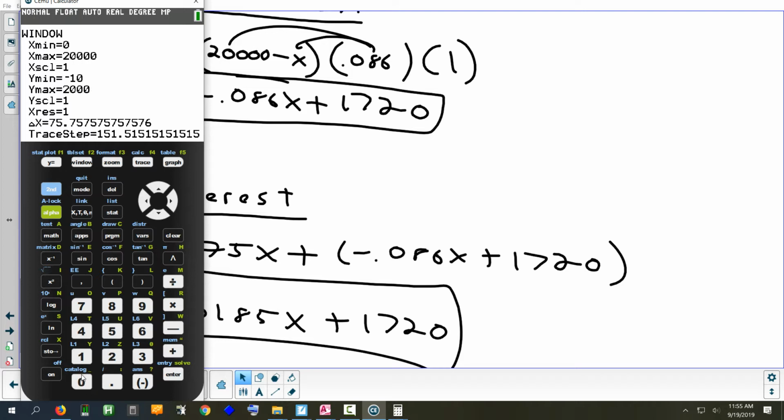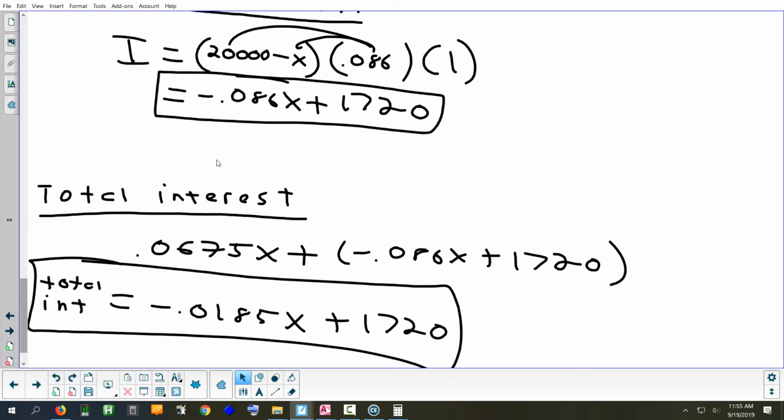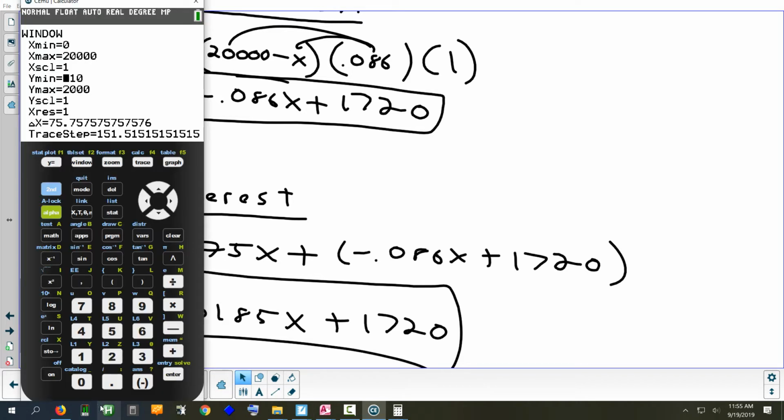Let's put it up at 2,000. So remember, this is your y value right here. It's what's on the other side of the equation. Can total interest be negative? No. This isn't the kind of investment where he could lose interest. He's only making interest.